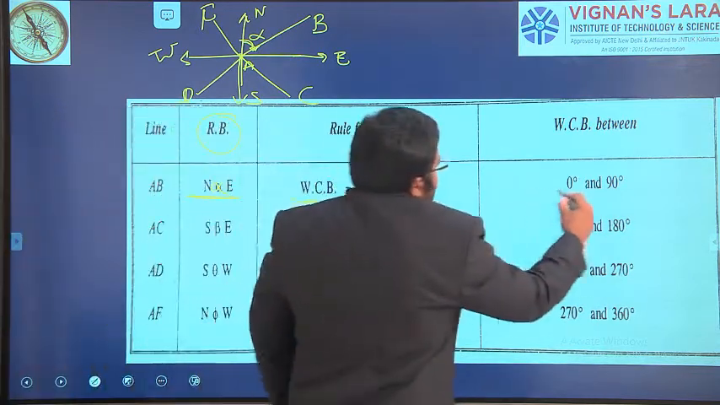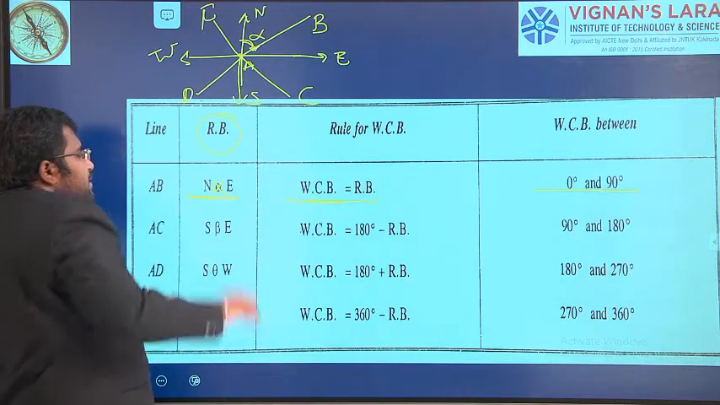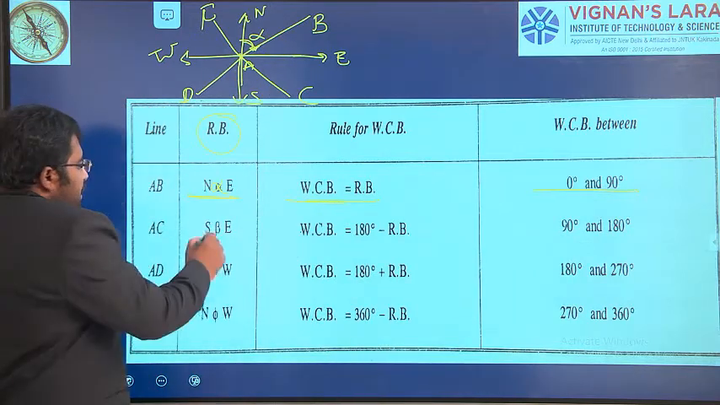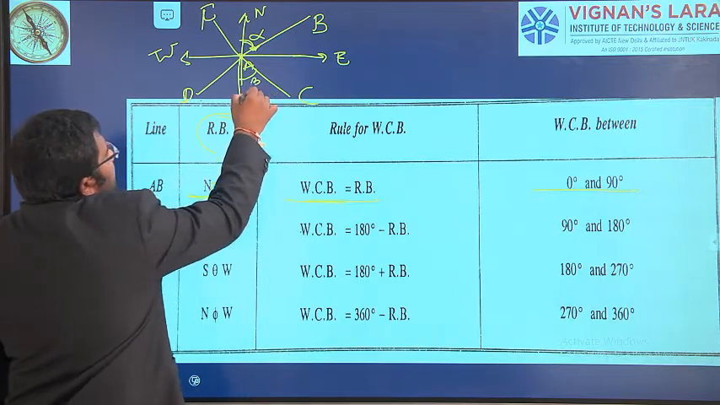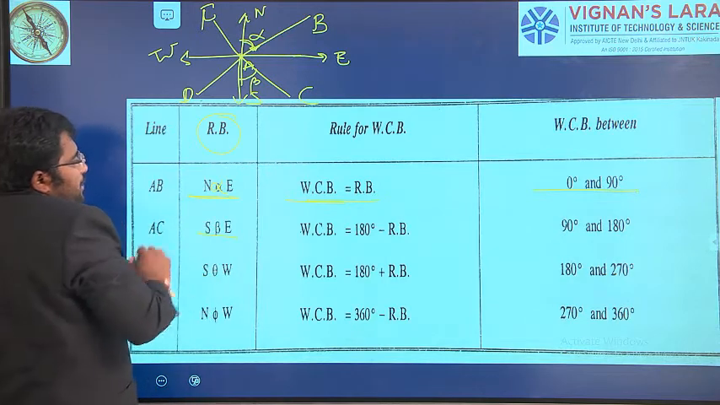Since it is 0 to 90 only. Okay. Then coming to the second line, C. It is having an angle of beta. South to east with beta angle.